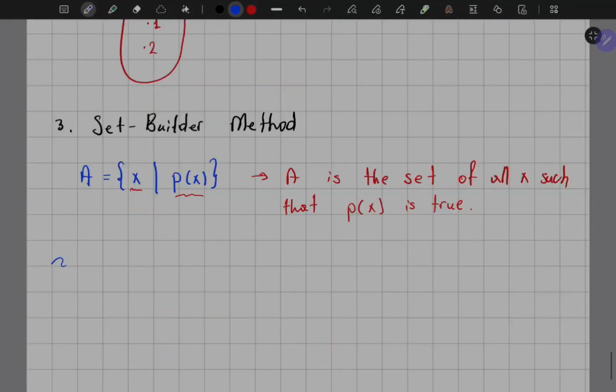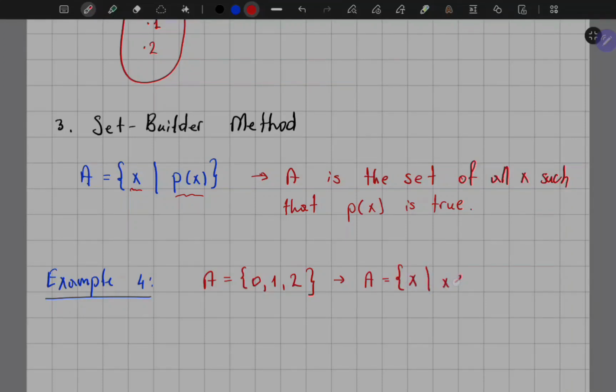Now let's give an example. Let's represent our set A given above with the set builder method. Our set A was the set which contains the natural numbers 0, 1, and 2. Here we can represent this set like this: A equals {x such that x is smaller than 3 and x is an element of the natural numbers}. So this is another representation.